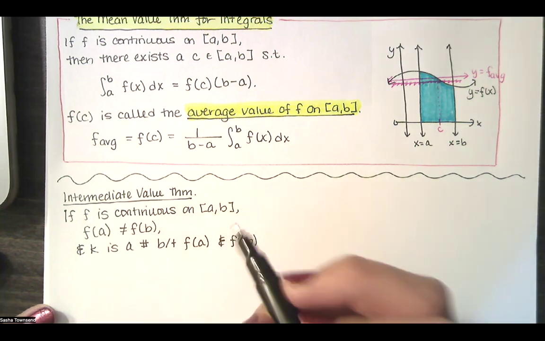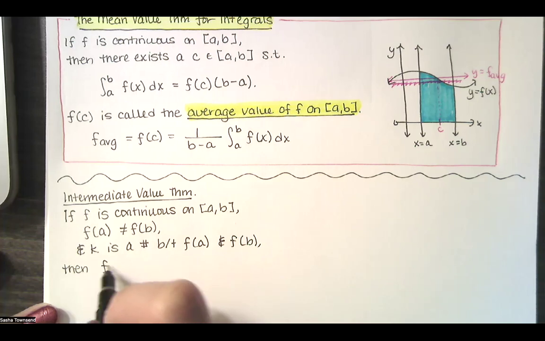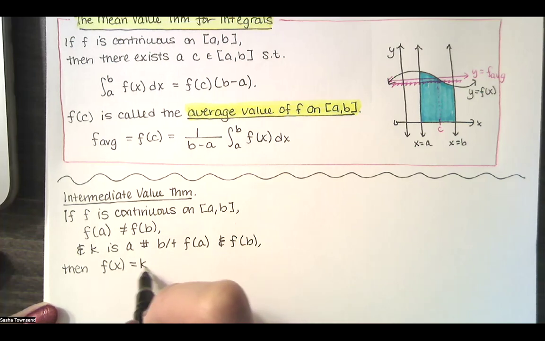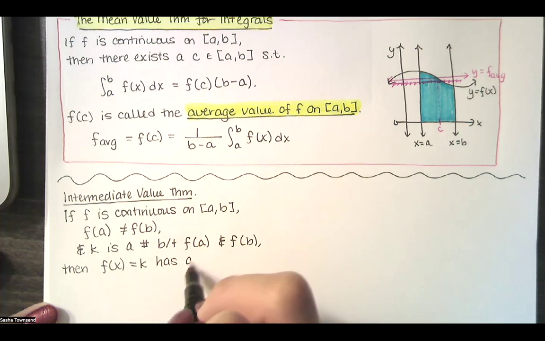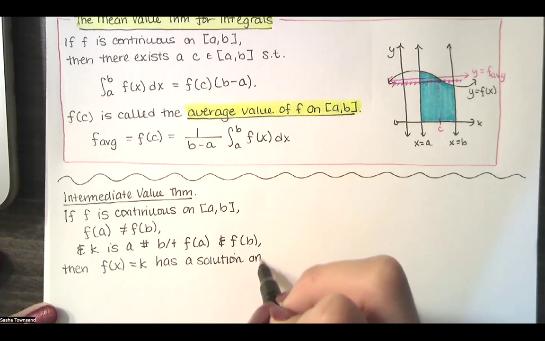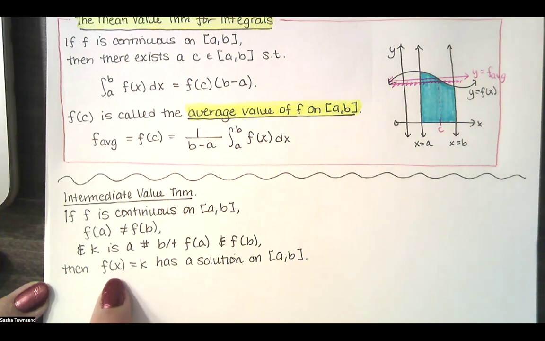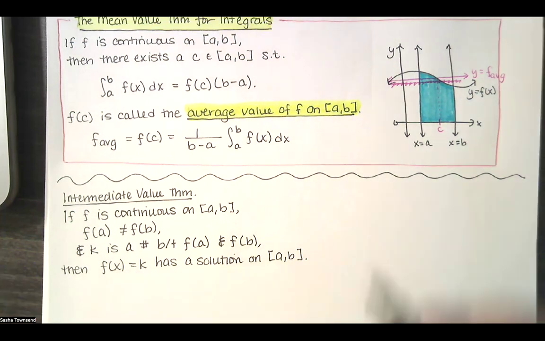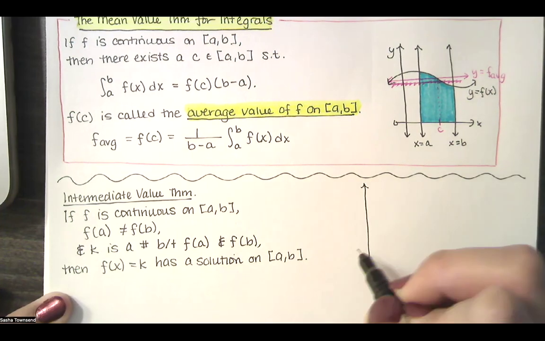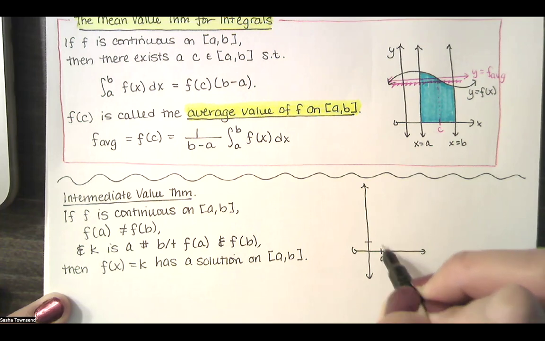If all of those things are true, then f of x equals k has a solution on the interval from a to b. So in other words, there is an x value so that the corresponding y value on the function is equal to that k value. So if we wanted to, we could draw a picture. So let's say this is our a, f of a.